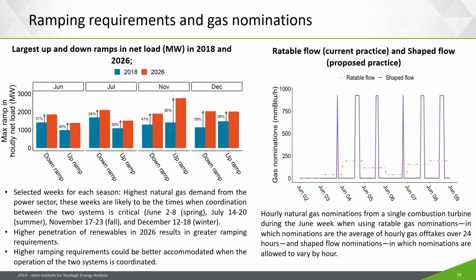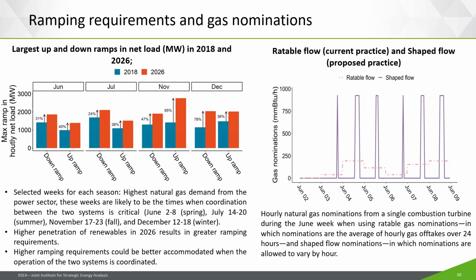Just to characterize some of those differences, looking here on the left-hand side at the maximum up and down ramps that we see in net load. So these are ones that gas predominantly would be expected to pick up. We can see that this additional variable renewable energy does increase fairly significantly the maximum up and down ramps that we see in the system, ranging from a low of about 24% down ramp increase in July to an increase in the up ramping requirements of 95% in the November case. And so one can imagine that this increased volatility, if you will, in the power system is going to have an impact on the natural gas system as well.